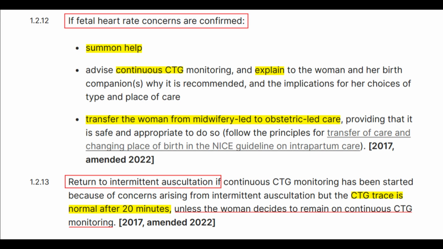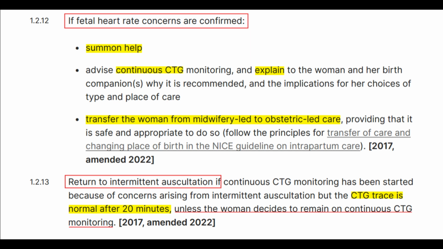If fetal heart rate concerns are confirmed, summon help. Or advise continuous CTG monitoring and explain to the woman and her birth companions why it is recommended and the implications for her choices of type and place of care. Transfer the woman from midwifery-led to obstetric-led care, providing that it is safe and appropriate to do so.